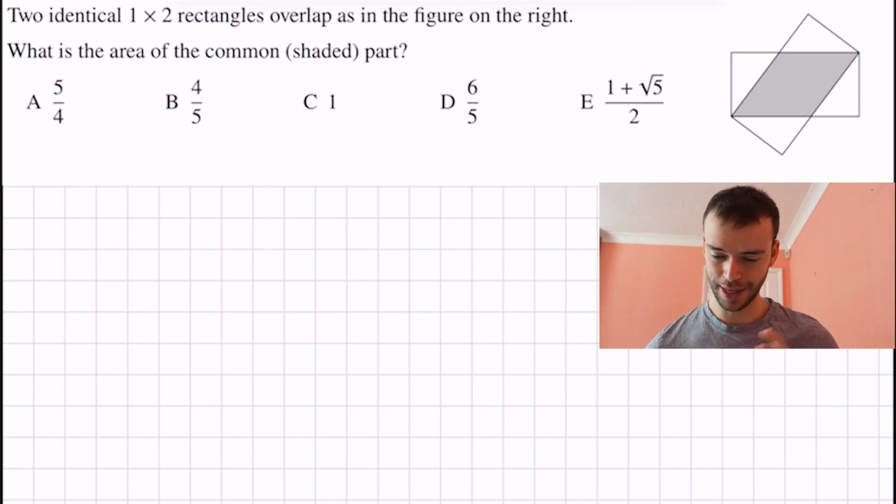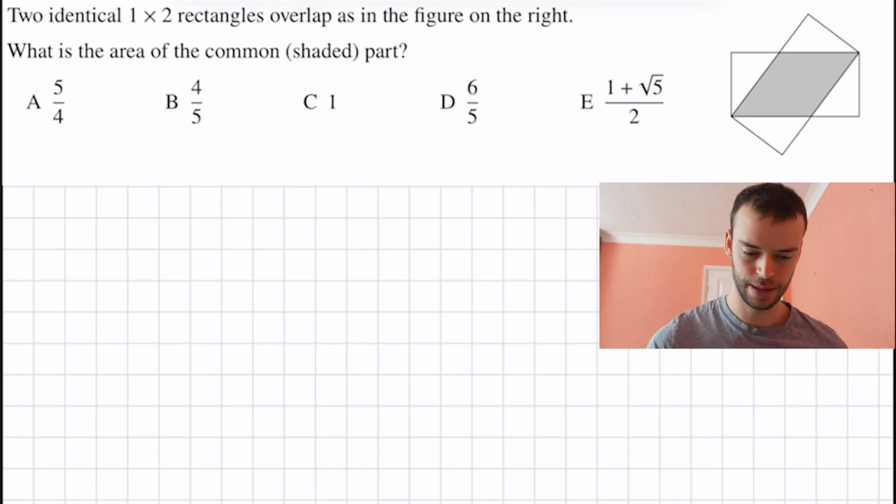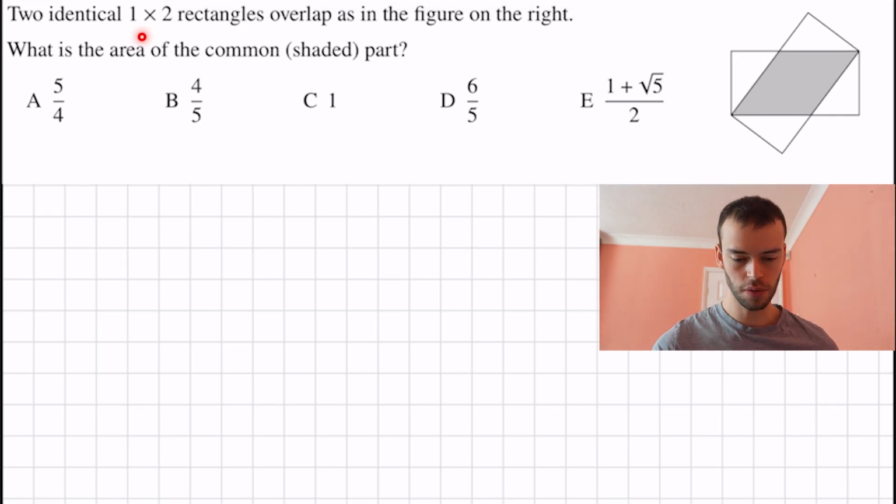This one looks simple but difficult at the same time, so let's have a read of it together. Two identical 1x2 rectangles overlap as in the figure on the right. What is the area of the common shaded part? On the surface this looks really easy, but I think it might be a bit more difficult when people actually get stuck into the question. So have a go at it, pause the video, and we'll go through it together afterwards.